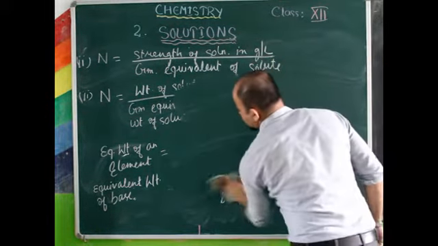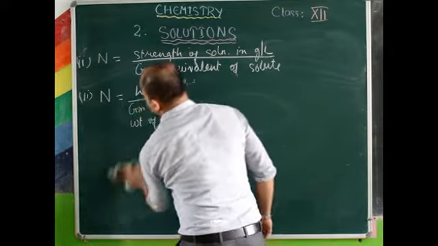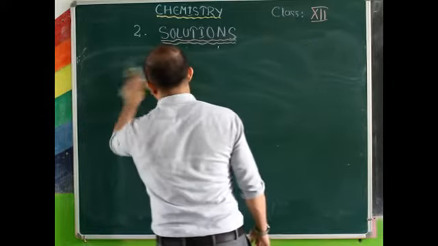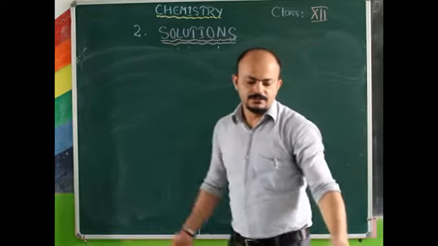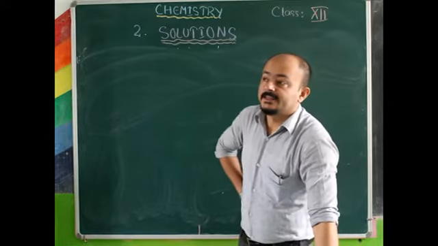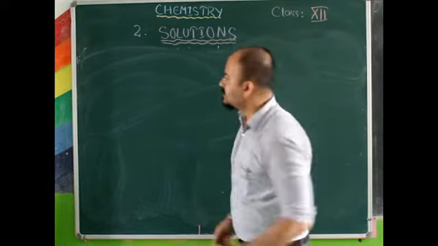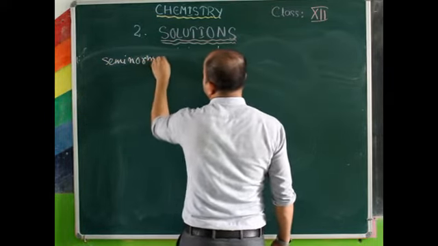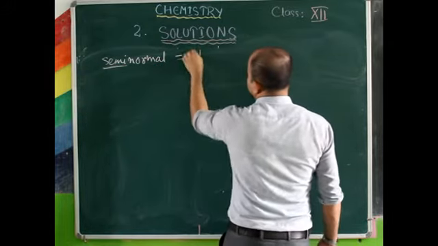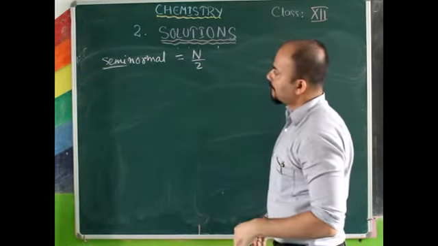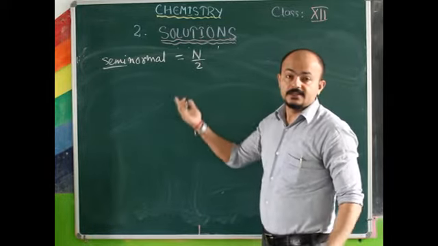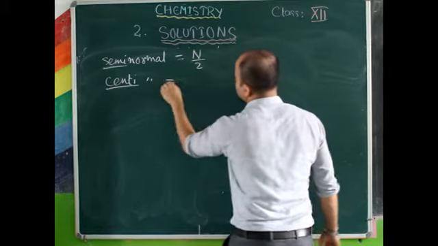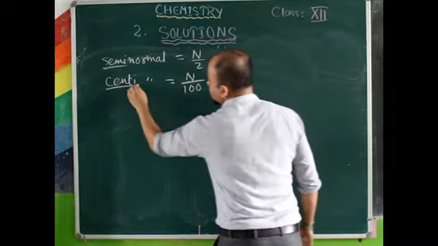Now here there are certain terms that you need to know. Every time the volume won't be given in milliliter or liter; it may be given in other units as well. Whenever they say 1 normal, it is understood. But if they say semi normal, what does it mean? All these terms you have to learn. Semi means N by 2, so semi-normal is N by 2. And if they say centi-normal, it has to be normality divided by 100. These terms are very important for numericals.